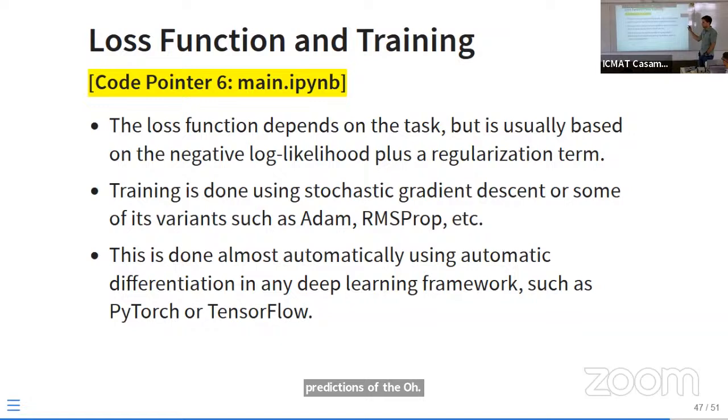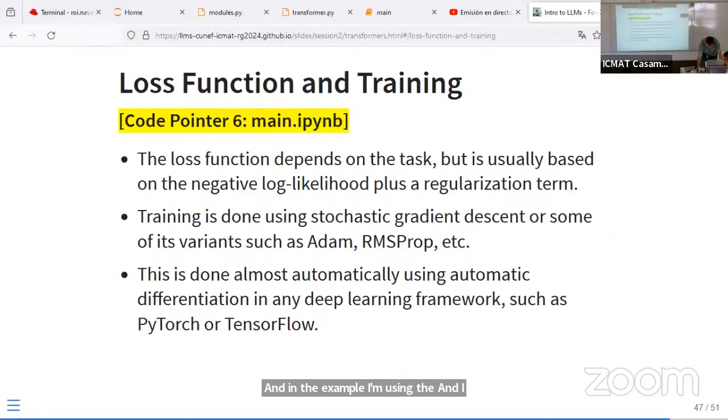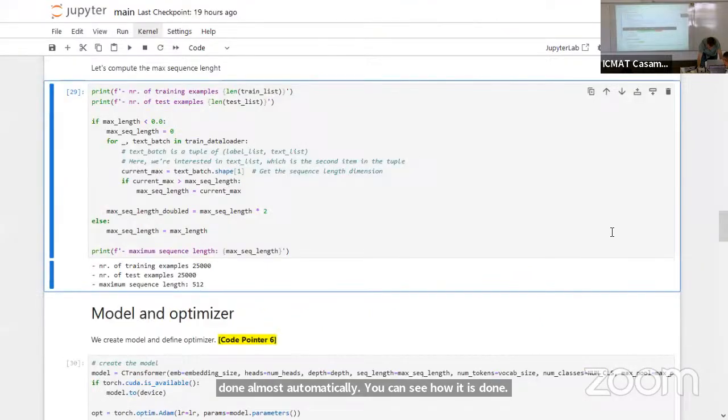The cool thing is that we don't need to worry about computing gradients because this is done for us by PyTorch. We just define the shape of a function and the gradients are automatically computed. And any variant of stochastic gradient descent can be used, such as Adam or RMSprop or whatever. And in the example, I'm using Adam. And as I said, this is done almost automatically. You can see how it is done in main.py, which is here.